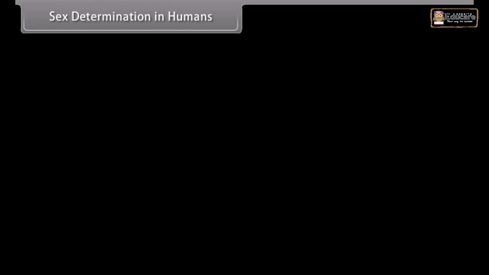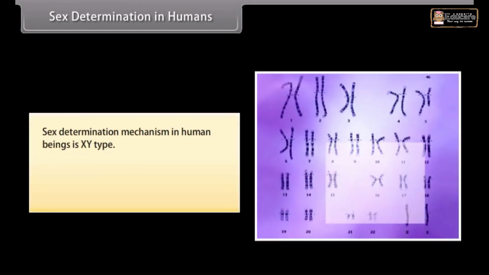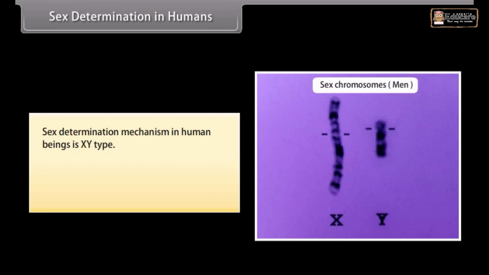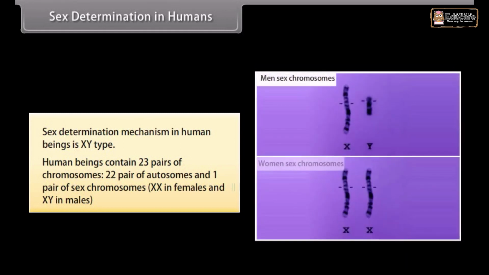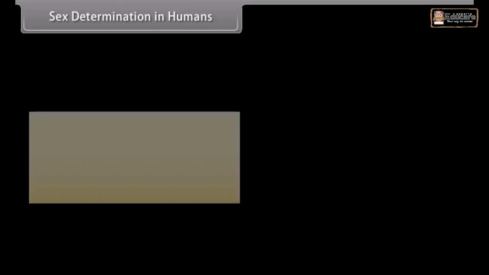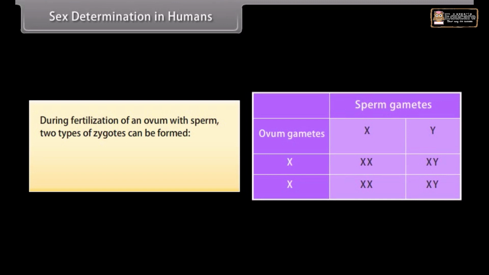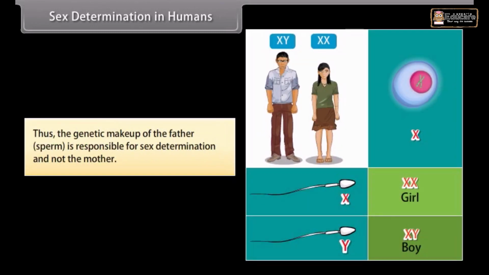Sex determination in humans. Sex determination mechanism in human beings is XY type. Human beings contain 23 pairs of chromosomes, 22 pairs of autosomes and one pair of sex chromosomes, XX in females and XY in males. During fertilization of an ovum with sperm, two types of zygotes can be formed. Therefore, there is a 50% chance of birth of a male XY or female child XX. Thus, the genetic makeup of the father's sperm is responsible for sex determination and not the mother.